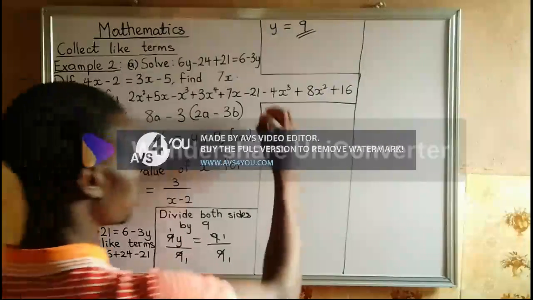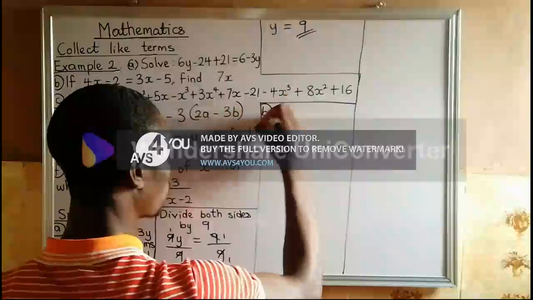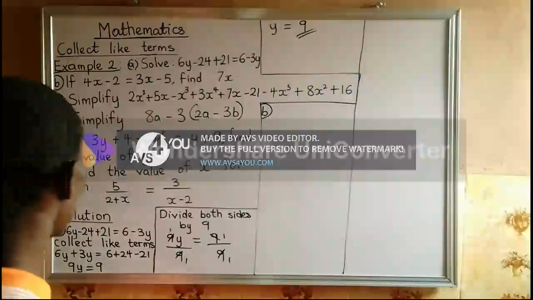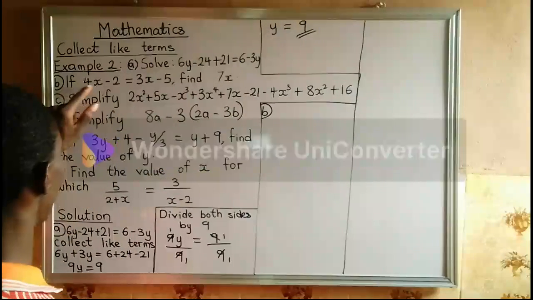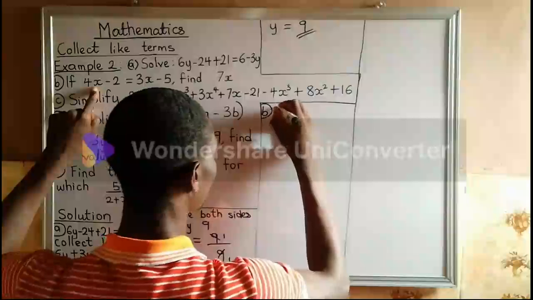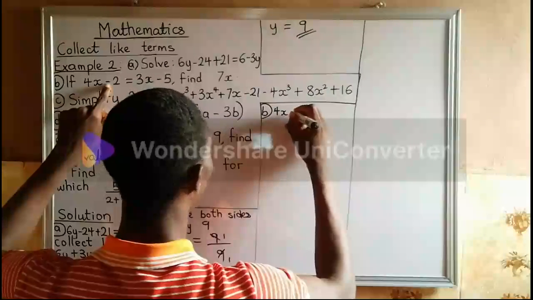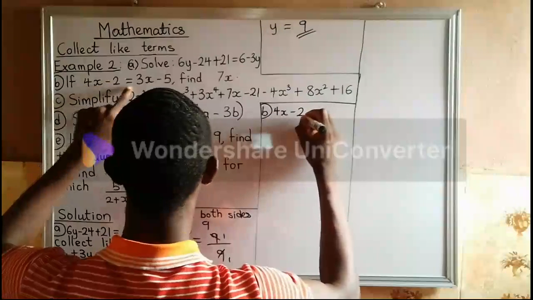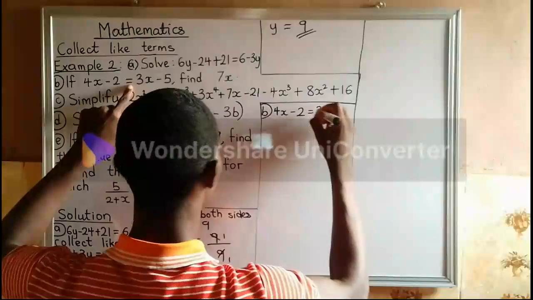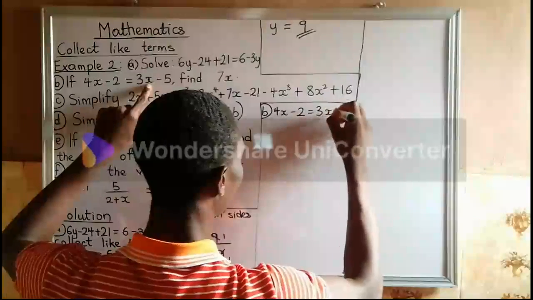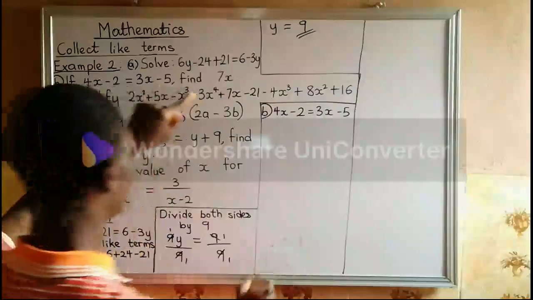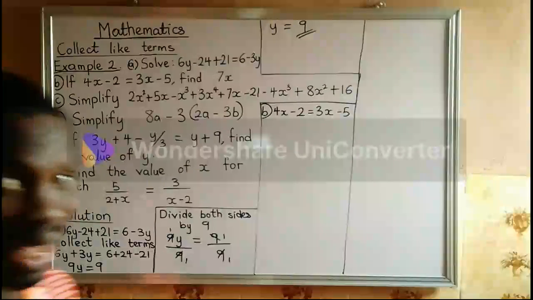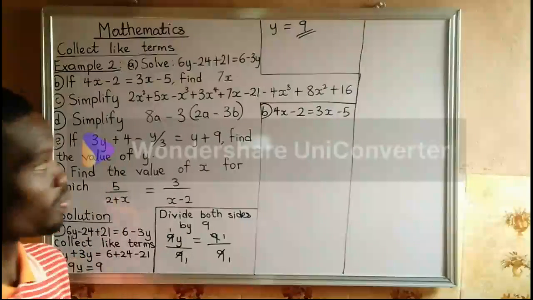Okay, let's quickly go to the next example, example 2b. Example 2b says if 4x minus 2 equals 3x minus 5, find 7x. Please note this.